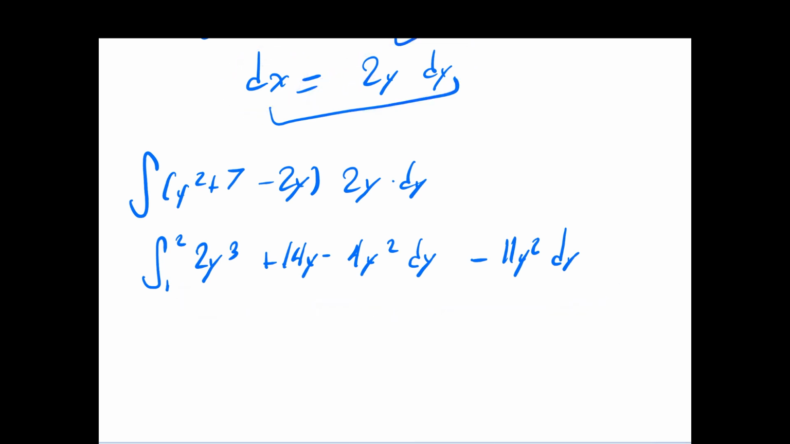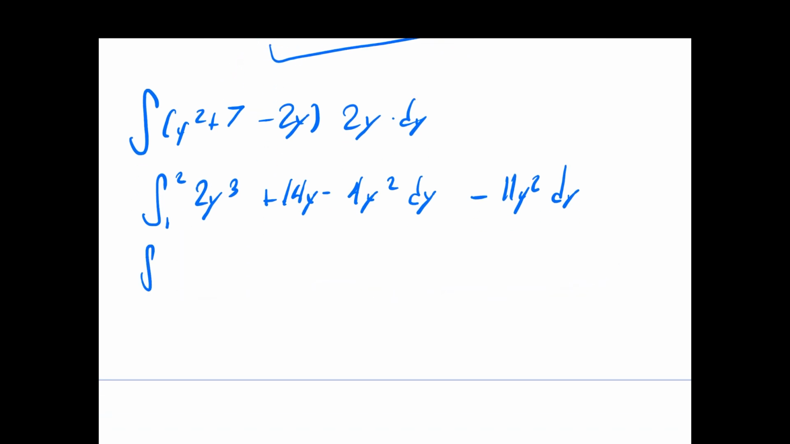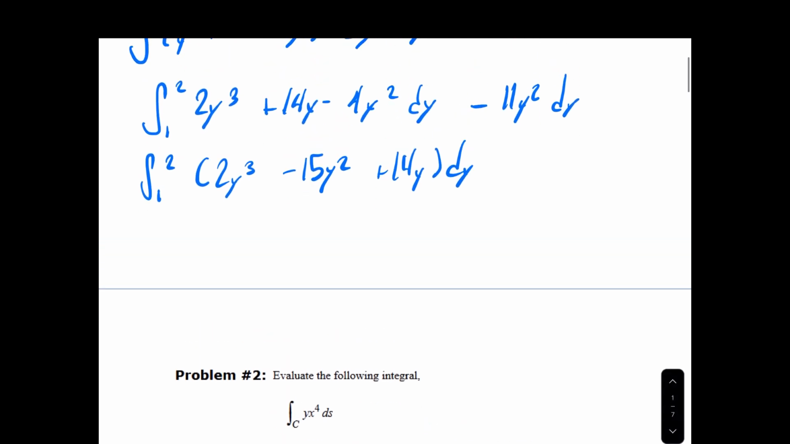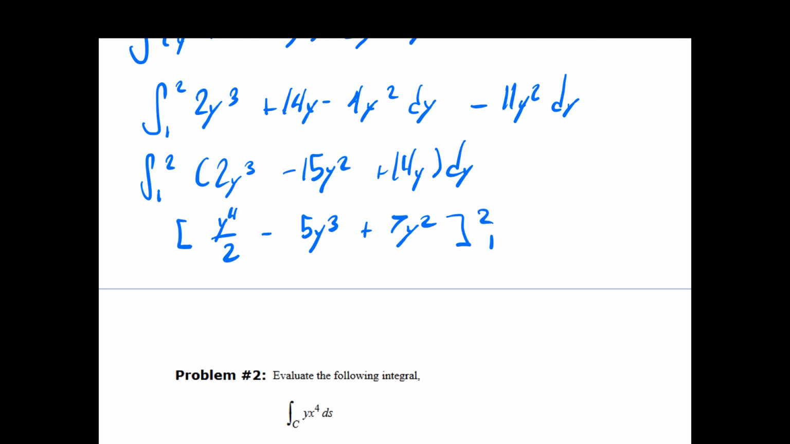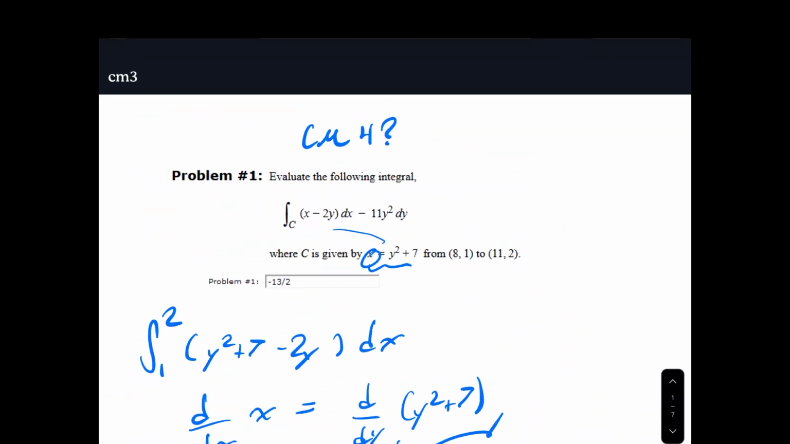So if we carry on, we'll have the integral from 1 to 2 of 2y cubed minus 15y squared plus 14y dy. And this is evaluated as y to the 4 over 2 minus 15y. Actually, this will just simplify down to 5y cubed plus 7y squared, evaluated from 2 to 1, and this ends up equaling negative 13 over 2 after you fully expand it out. So that's question 1.